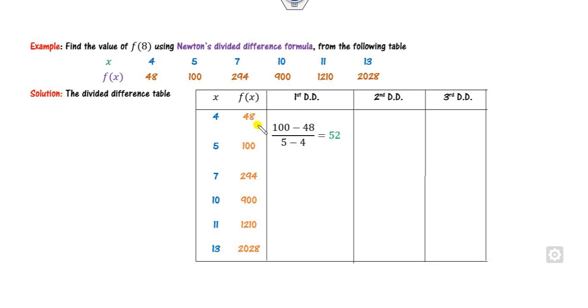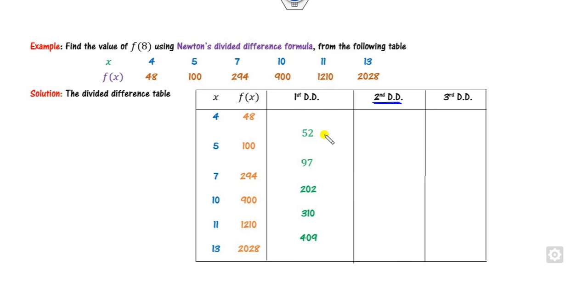Then you have to write this number in between this position. Now you have to find this one, same way: 294 minus 100 divided by 7 minus 5. You have to write the calculation in between them. Similarly for this case, it is 900 minus 294 divided by 10 minus 7. Same for this, same for this. Always write in between them. Since this is the first example, I write each term again; otherwise you can write it directly by using the calculation.